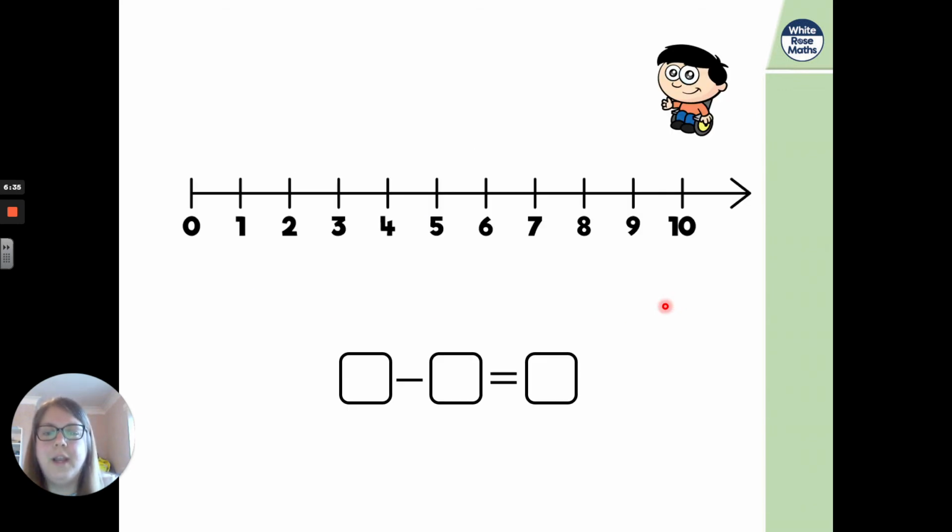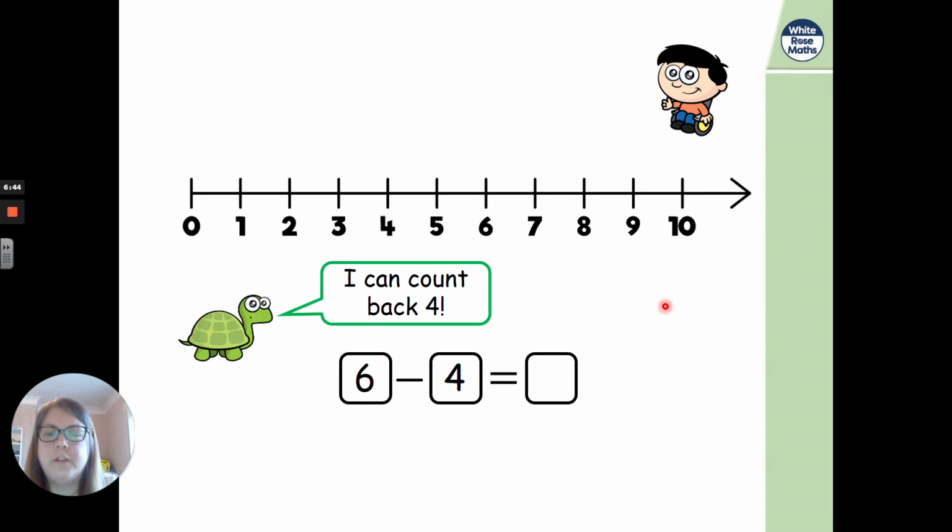Okay, so let's have a look at this one. 6 take away 4. What does that equal? Off you go. So Tiny is saying, I can count back 4. So what you've done is you've already done it. If you haven't, pause the video and have a go. Because Tiny thinks he can count back 4 from 6. Are we ready? Let's see.